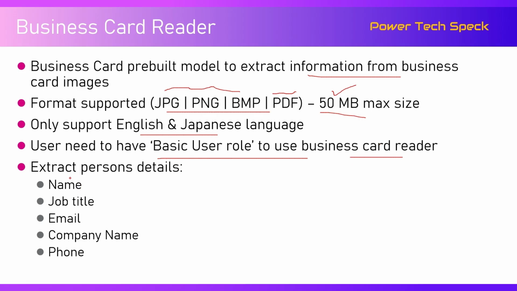Now, extracting details. What information are you going to extract from the business card? There's name, job title, email, company name, phone, but there can be many other things as well because people put so many other things within the business card, like a website address, or maybe they might put an image. I'm not sure whether the image can be extracted out of the business card image, but these are the stock standard things like the name, job title, email, company name, phone. Those things can be extracted from the business card.